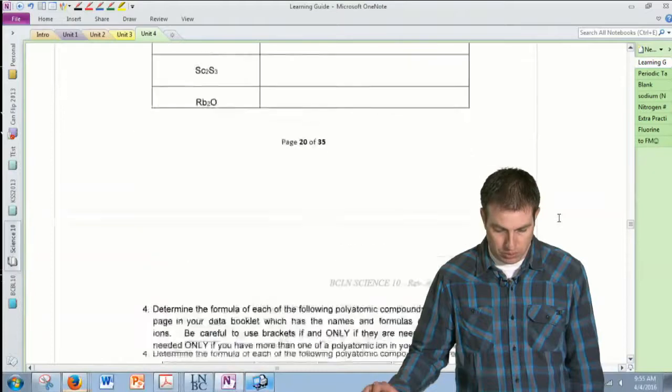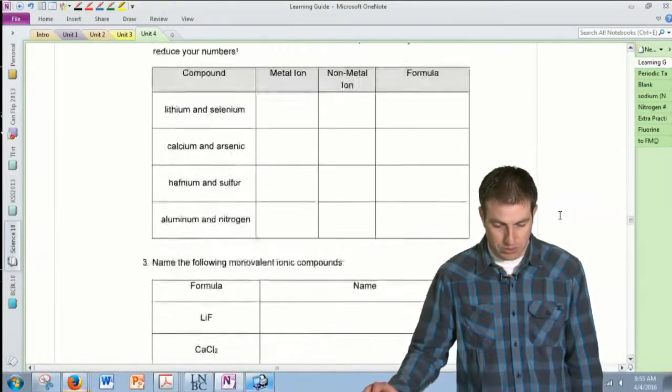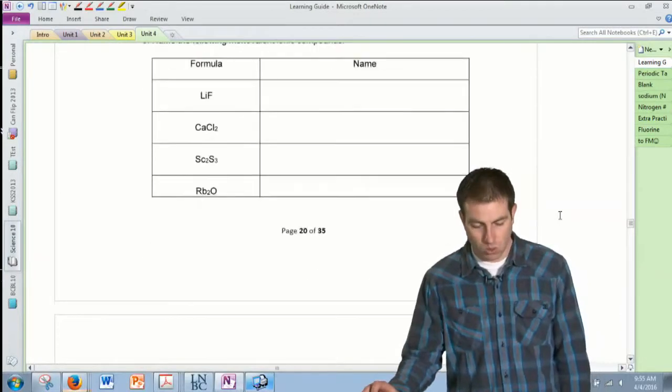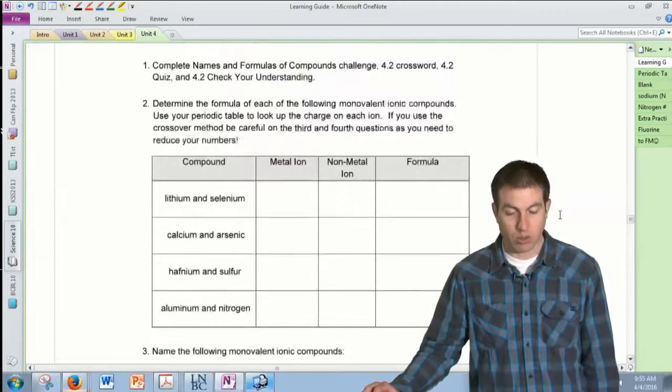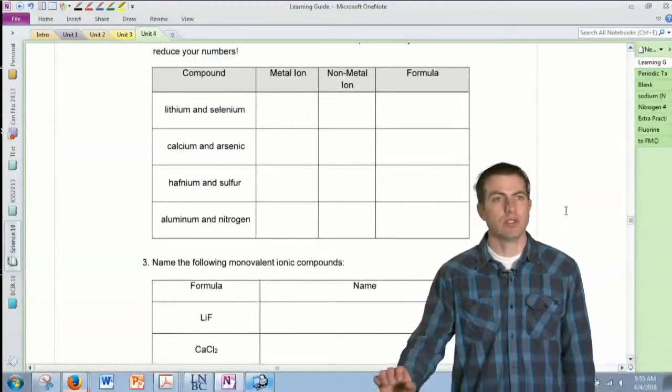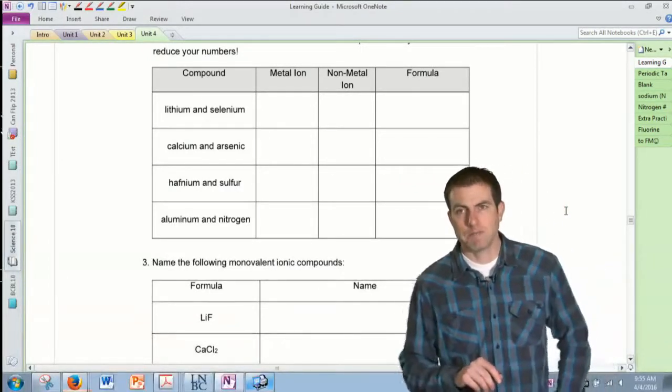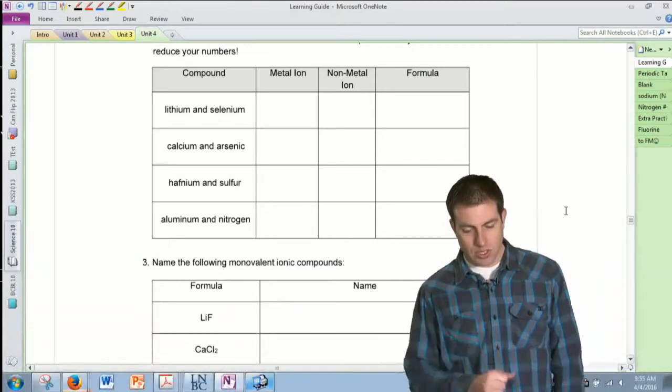Formula each of the following polyatomics. Yeah, so you should be able to do this page, questions 2 and 3. Only page 20 though. You don't have to go on to page 21. So there's 2 questions, 2 and 3. There's a few parts to each one. Maybe give you like 10 minutes to go through that.